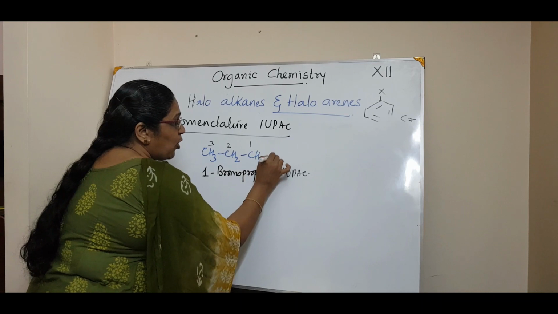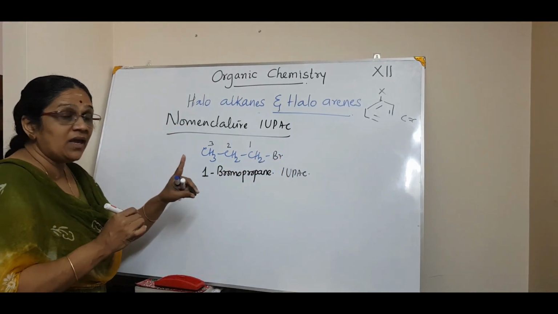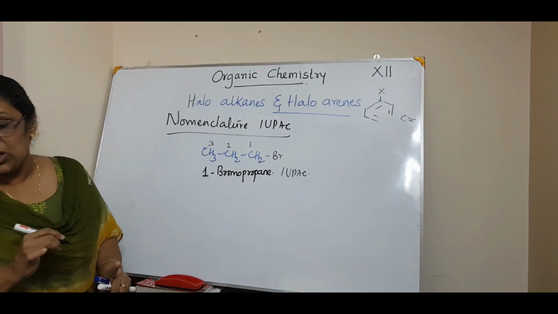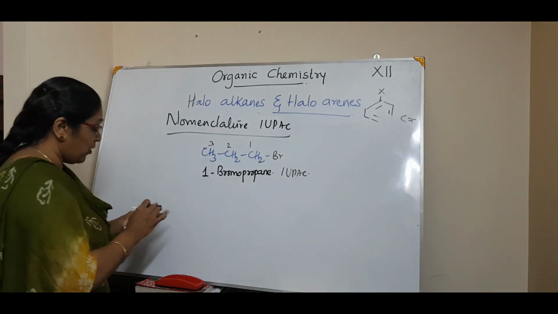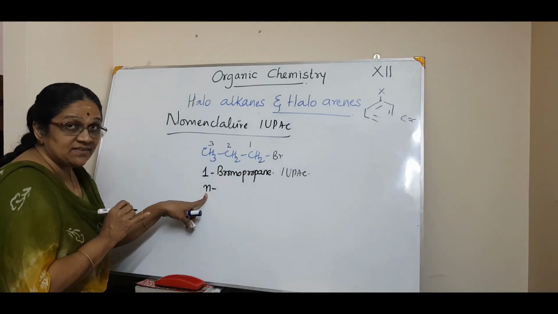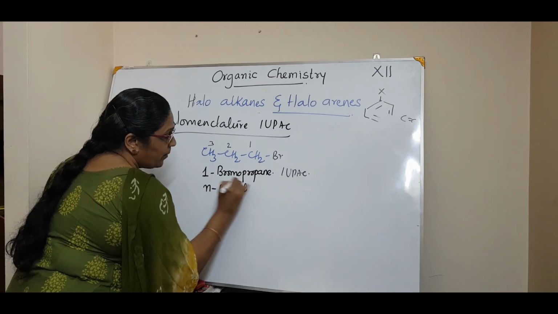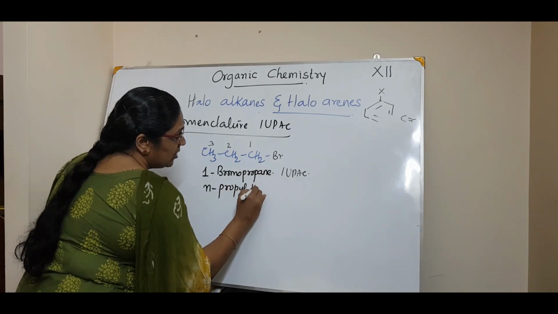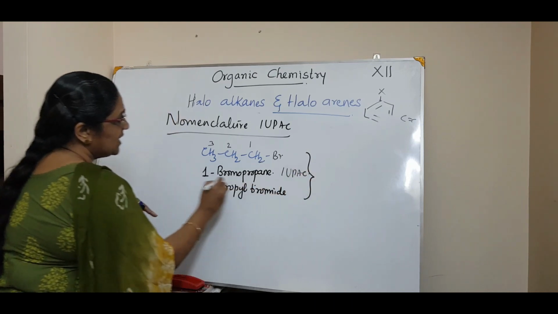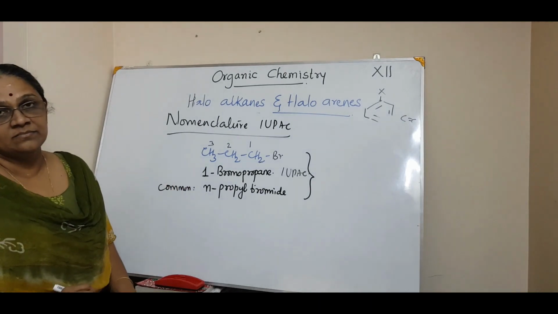Now, coming back to the example with bromine, what will be the common name? The common name will be normal propyl bromide. Normal, we write it as small n, hyphen, then propyl, then bromide. See, this is the common name and this is the IUPAC name. Got it?